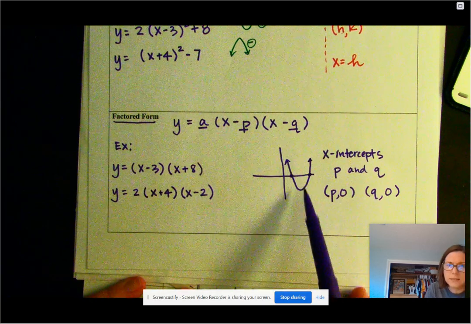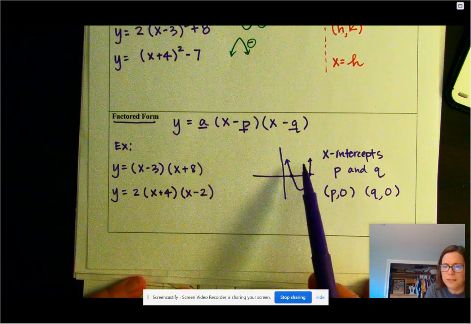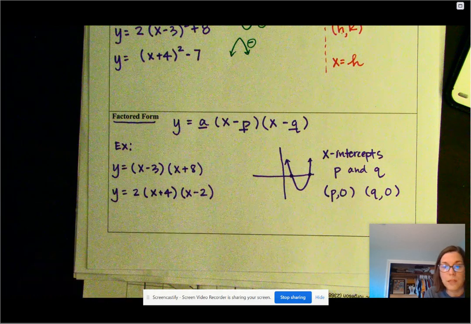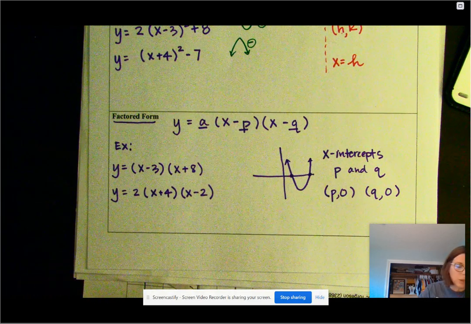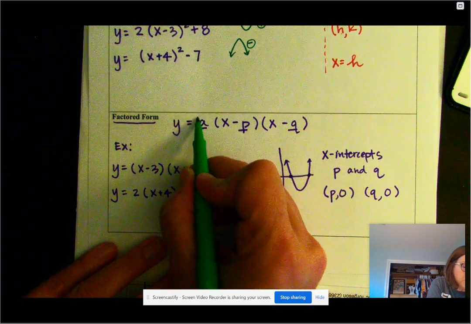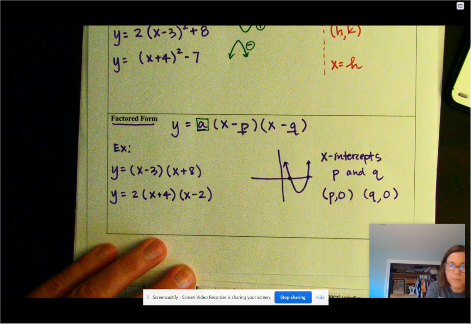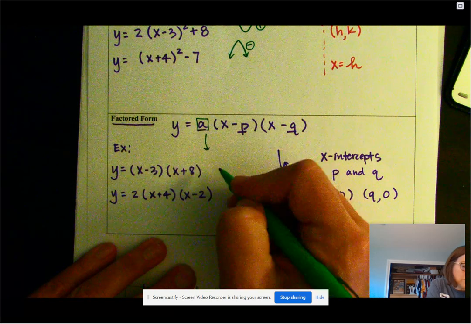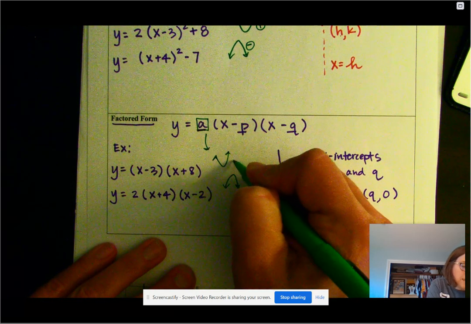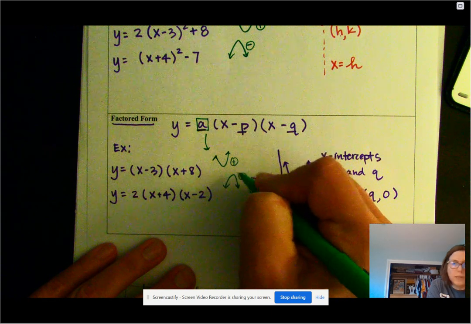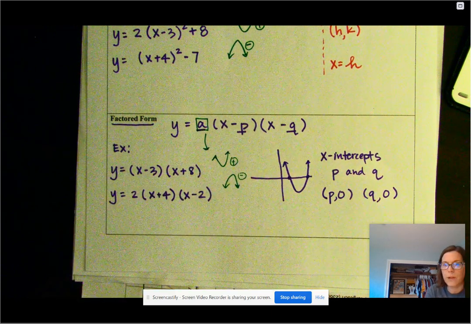You could just divide this or average this out, find the center. There's lots of techniques, but what you can quickly see is the solutions or the x-intercepts. You can also see if there's a number factored out front, the A value. And so again, you can determine if it's going to open up or down and how wide or narrow it is, depending on that number you factored out.